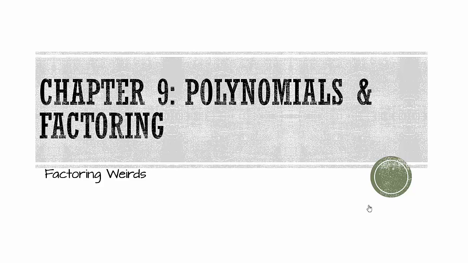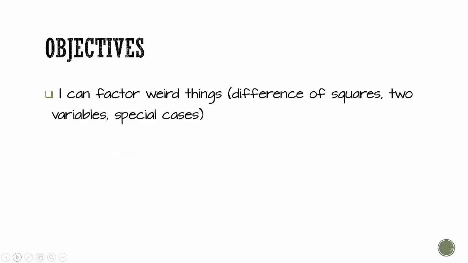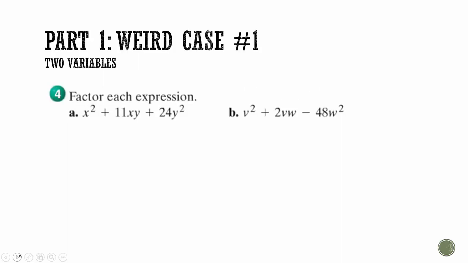The very last thing we have to talk about in Chapter 9 is how to factor some things that look a little weird. So by the end of this lesson, that's what you should be able to do. The things are called difference of two squares, two variables in one equation, and then some special cases. So weird case number 1.